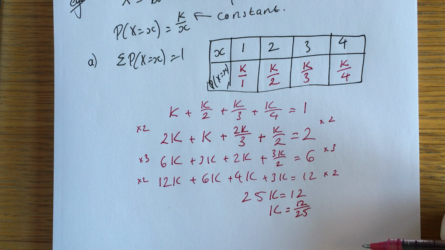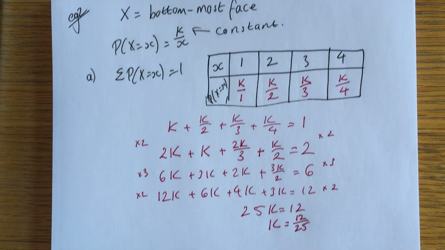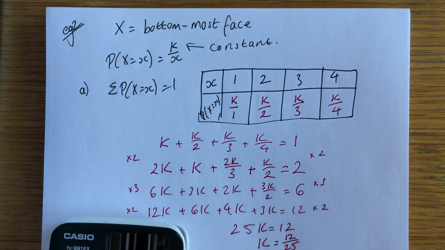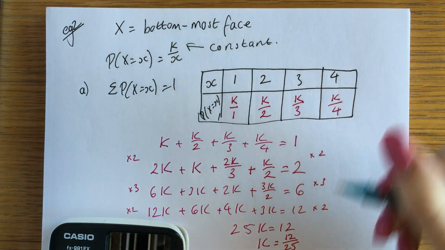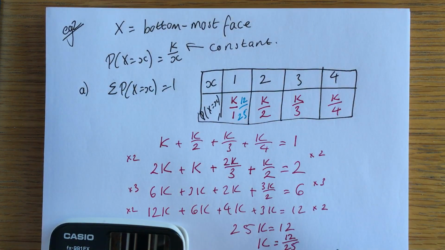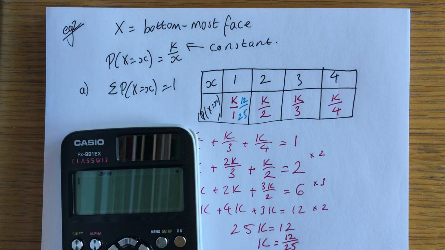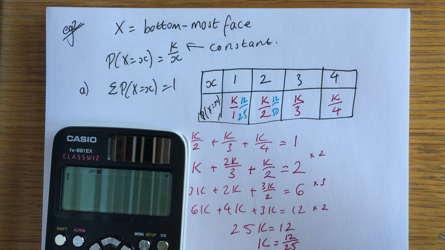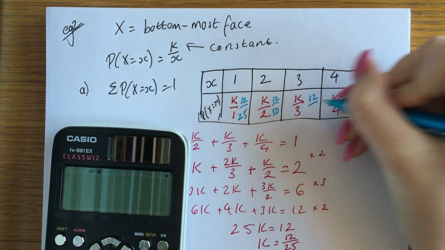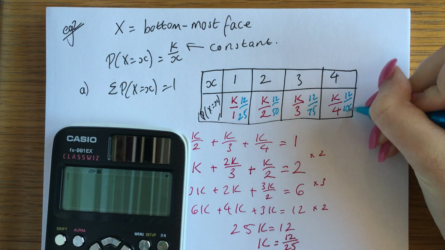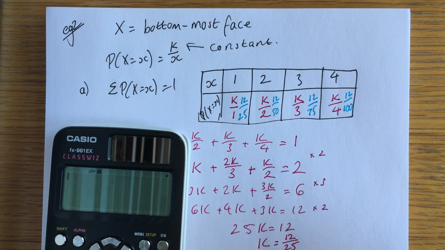So to give the probability distribution of x in table form, well, I've already done that in terms of k, but obviously it wants us to do that actually with numbers. So to save myself rewriting it out again, the probability of getting 1 will be 12 over 25. 12 over 25 divided by 2 will be 12 over 50. 12 over 25 divided by 3 will be 12 over 75. And 4 will be 12 over 100.